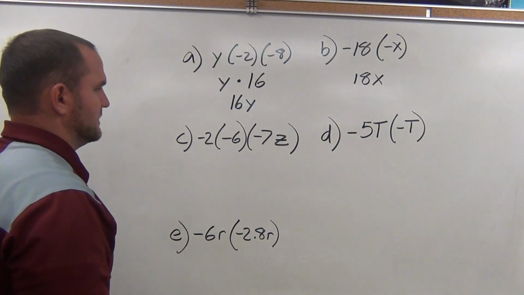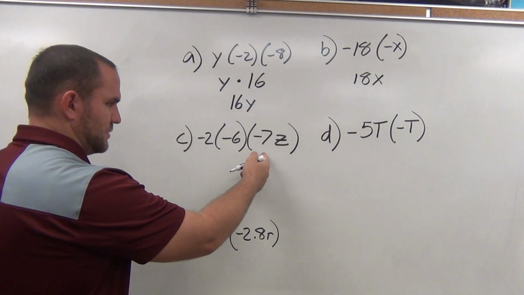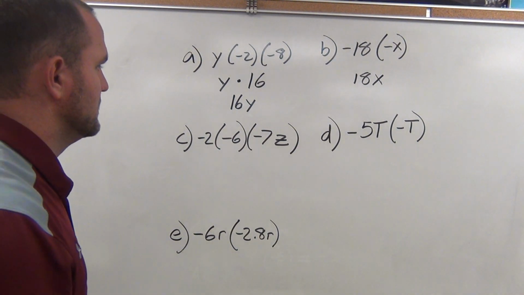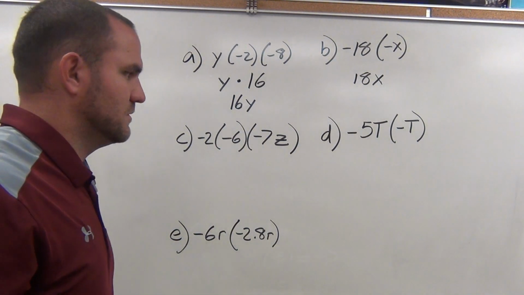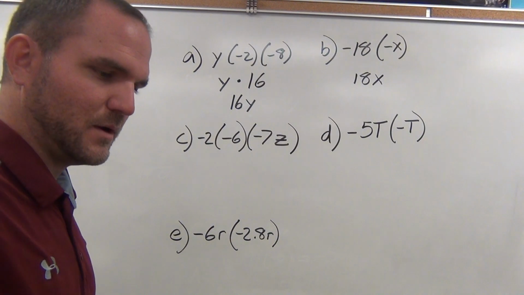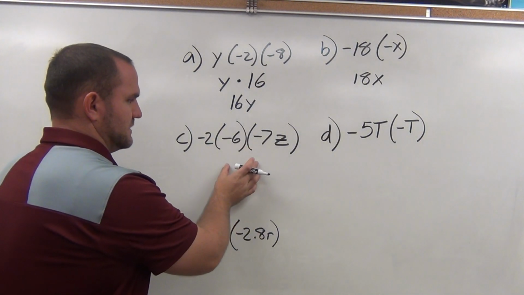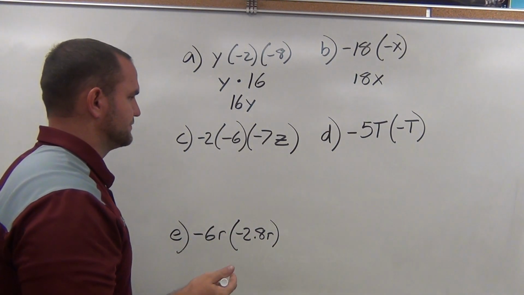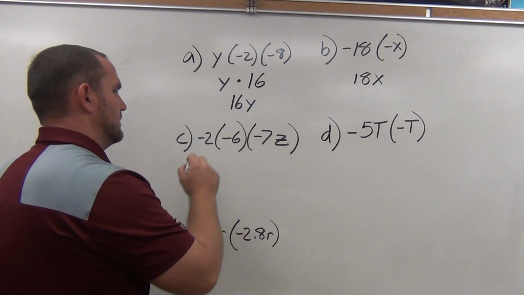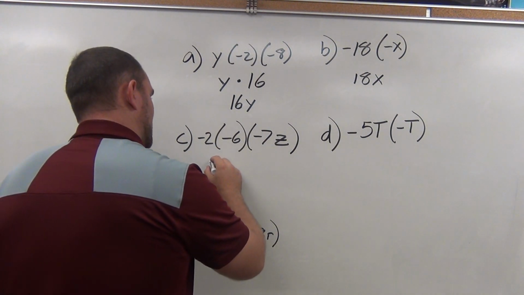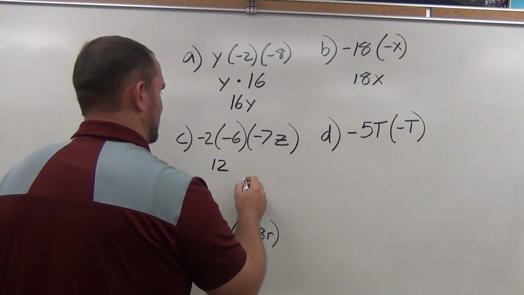All right, let's look at this one right here. So now we have three numbers and this one has a variable on it already. So we talked about one of the properties in one of my other videos that you can do this in whatever order you want and you'll still get the same answer. I'm going to multiply here, so I have a negative and a negative. That will automatically give me a positive 12.